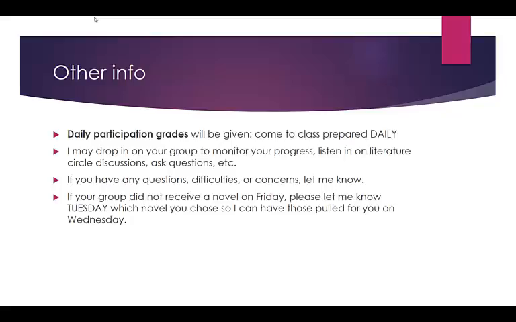If your group did not receive a novel on Friday, please let me know by Tuesday which novel you chose so I can have those pulled for you on Wednesday. I know of at least 2 groups that had not had a chance to pick novels yet. So please do that as a pair and let me know so that you can have that novel as soon as possible.